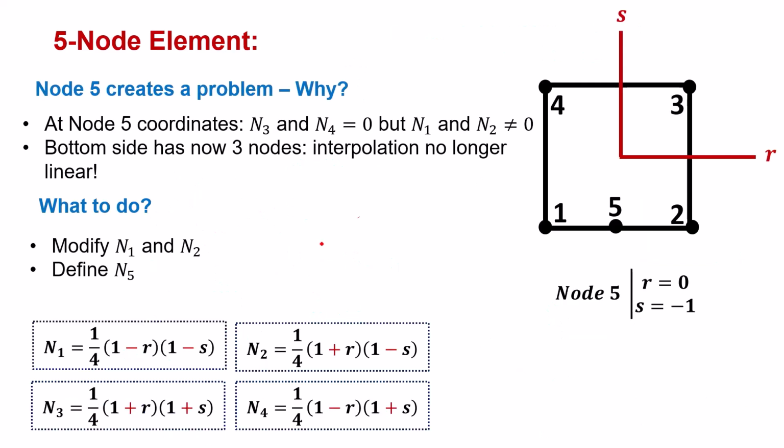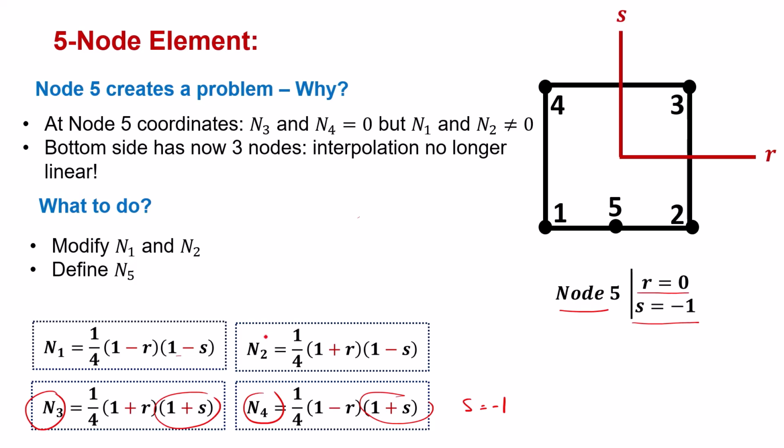Now here is the tricky part with the 5-node element. Node 5 actually creates a problem. Why? Because at node 5's location, which is r equal to 0 and s equal to minus 1, shape functions n3 and n4 are already 0, because 1 plus s would be 0 at s equal to minus 1. However, shape functions n1 and n2 are not 0. So if you plug node 5 coordinates in n1 and n2, these shape functions would not be 0 anymore. So this means that the interpolation doesn't correctly account for node 5.